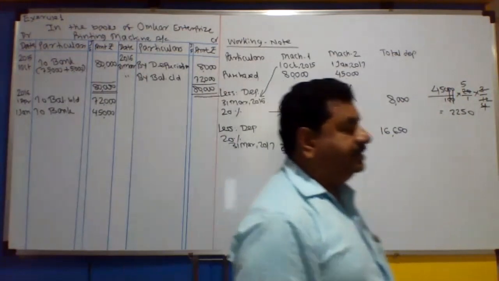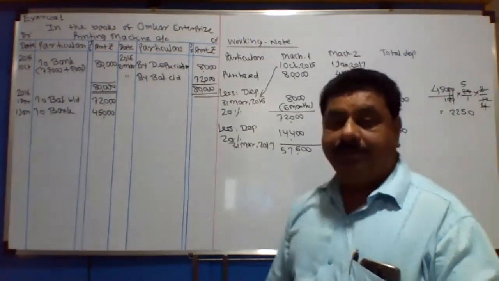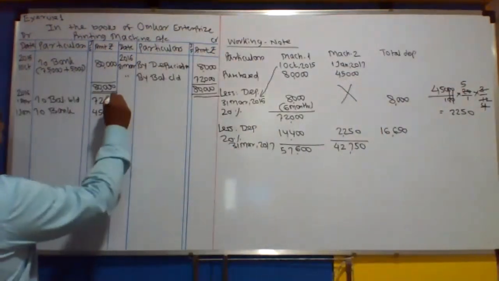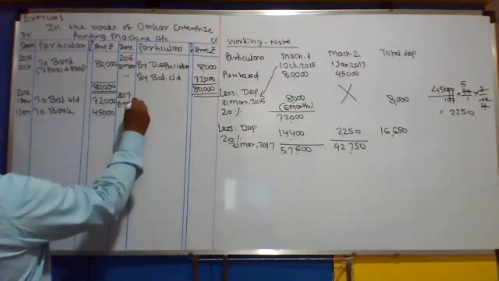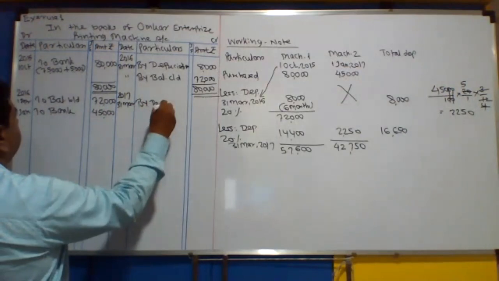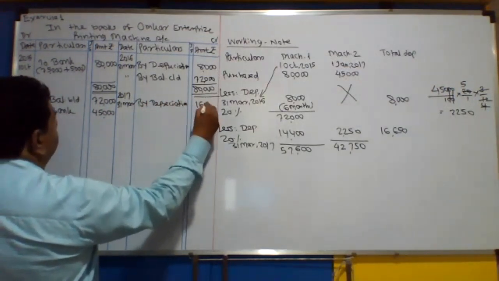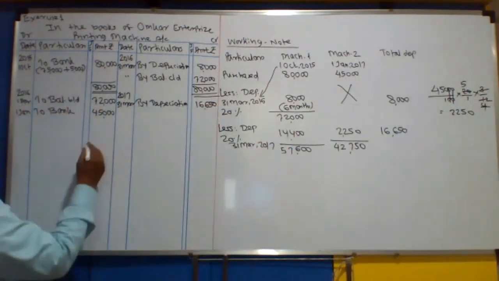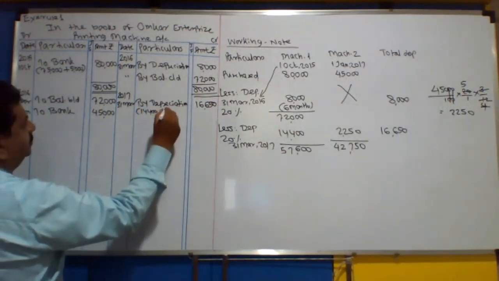How did we calculate the second year's depreciation? Machinery number 1 for the full year, and machinery number 2 for 3 months only. How to write it? 2017, 31st March, by depreciation 16,650. If you want, you can write the total depreciation of both in brackets: 14,400 plus 2,250.